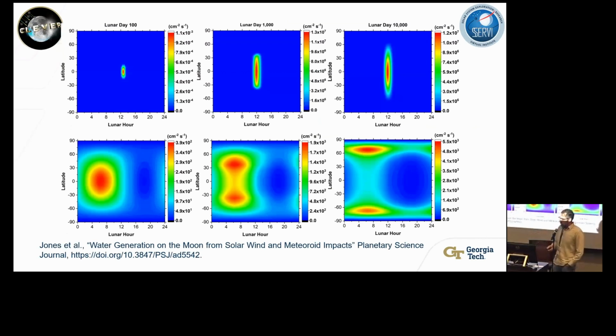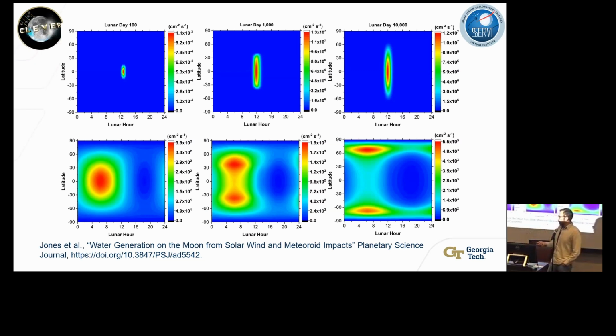Okay, so this is a culmination of those modeling efforts. This was recently published in the Planetary Science Journal. The top is the water production rates for recombinative desorption, and the bottom is production rates from impact melts. And this is just a different snapshot. So on the left is early on, after about 100 lunar days. In the middle is about 1,000 lunar days, and 10,000 lunar days is on the right.